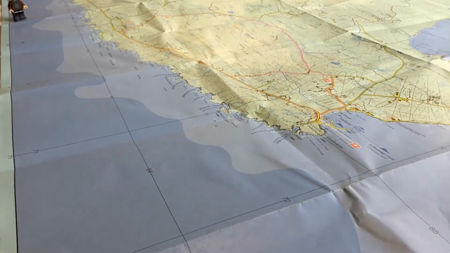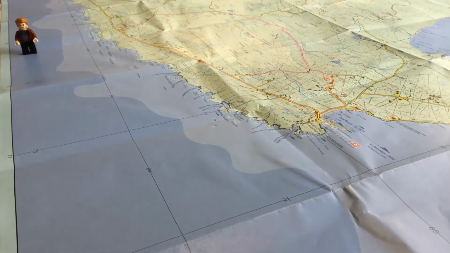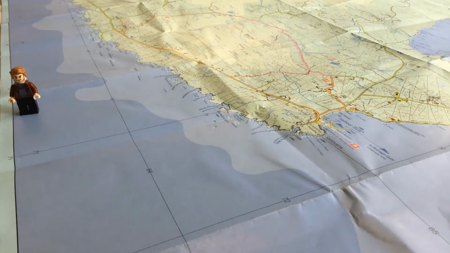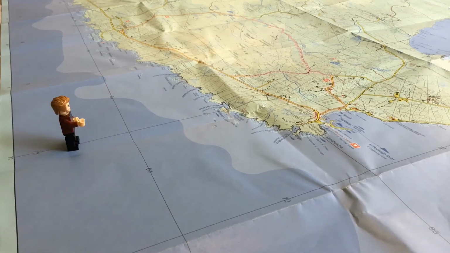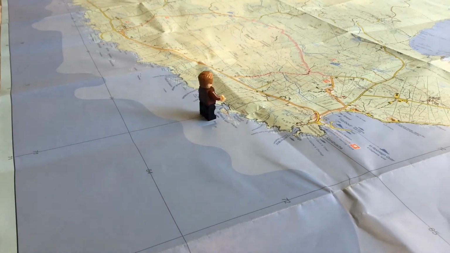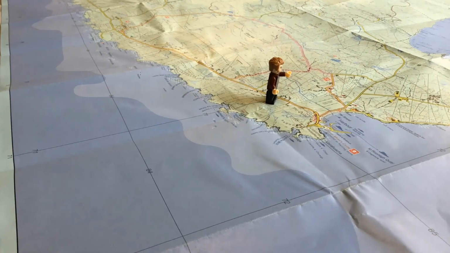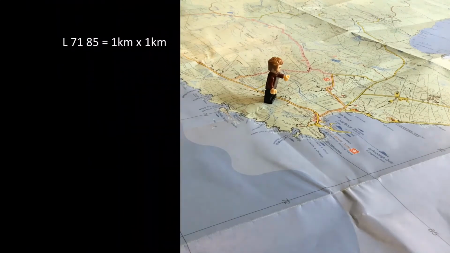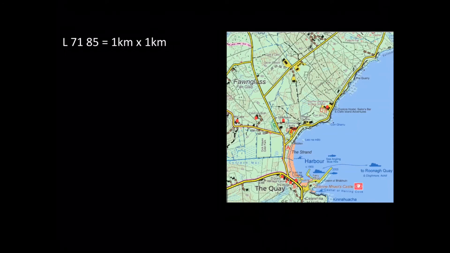I have my little assistant here just repeating that same procedure. He's moving across 69, 70, 71 across the bottom of the map, and then he's going to move up. So he's 84, 85 and stopping at that corner and looking in towards where the pier is. So I've zoomed in on that square now of L7185. It actually covers an area of 1 kilometre by 1 kilometre.